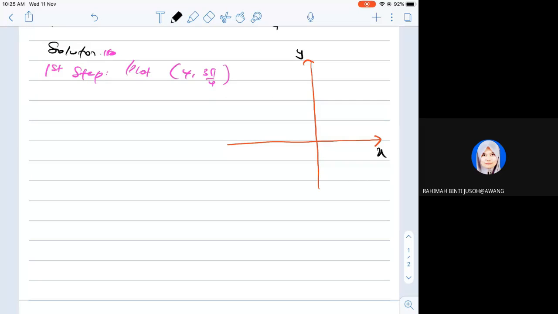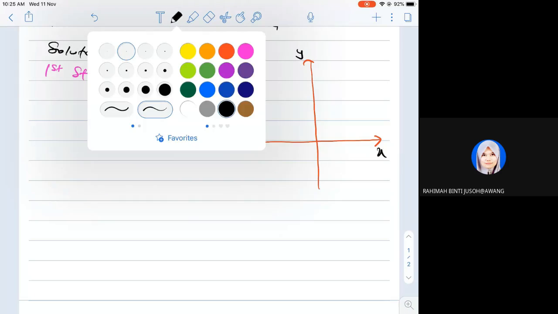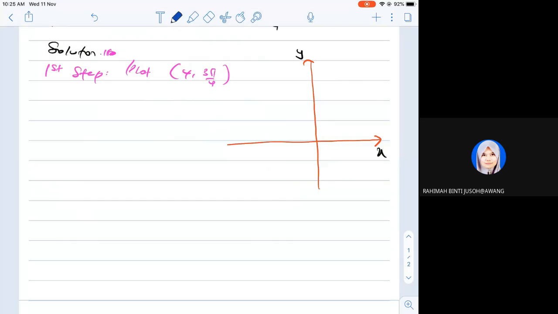Okay, so before that 3 pi over 4 is equivalent to what? How many degrees? 3 pi over 4. Berapa degrees? 270. Not really, but nice try. 135. Yes, 135. Okay, 135 degrees. Okay, 135 darjah.